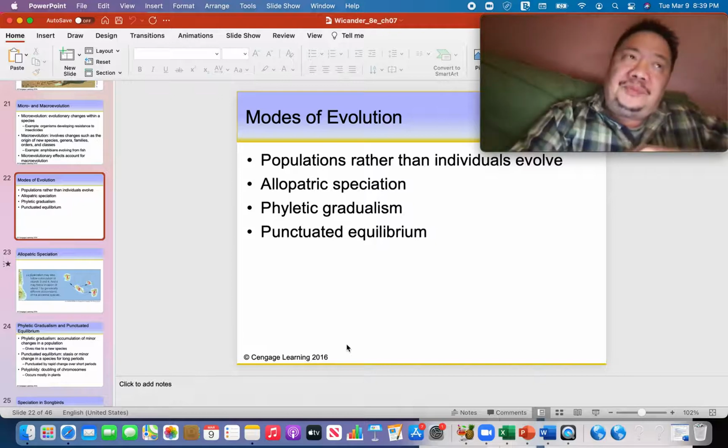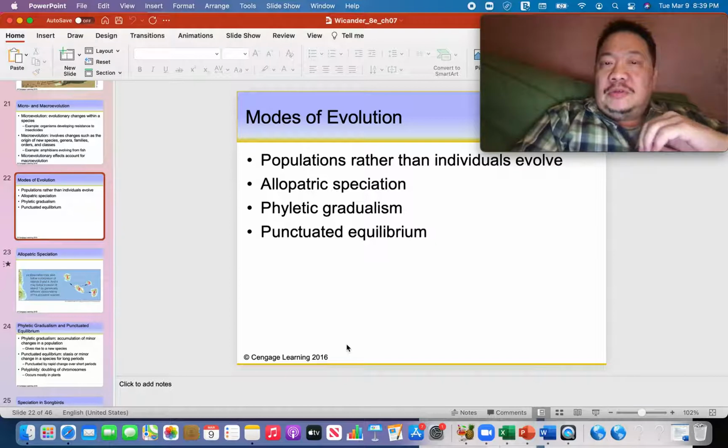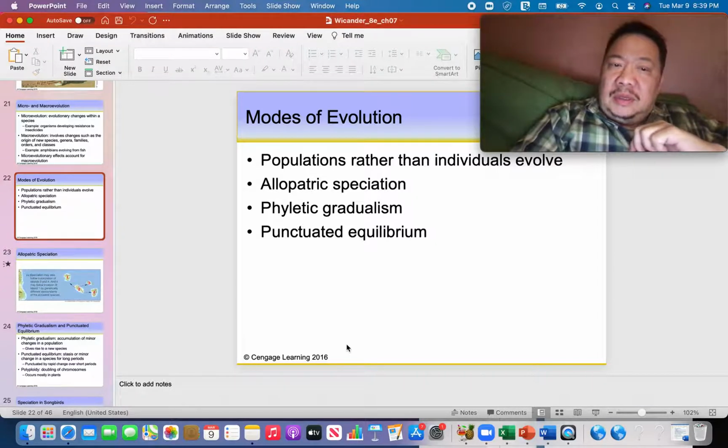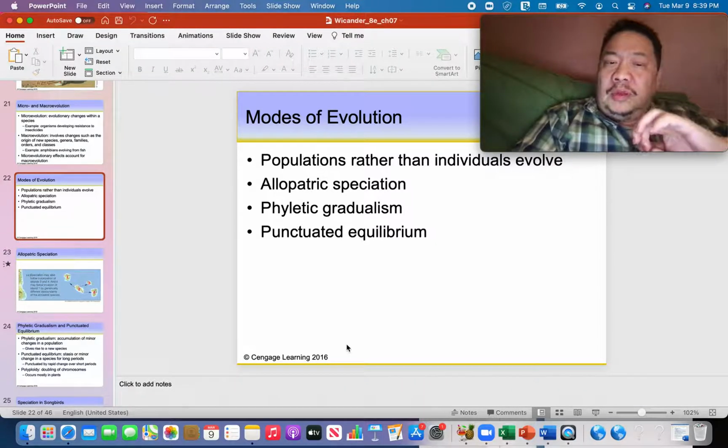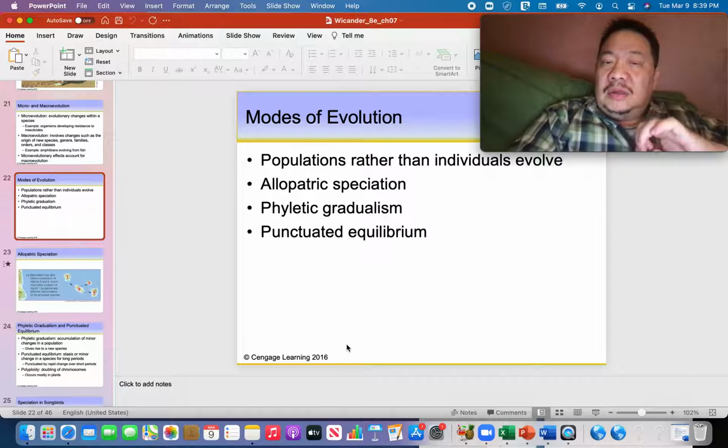In the next video, it's called Spring26. We're going to finish this chapter number 7. And if you go into your book, you can see that there's different ways in which evolution can occur.